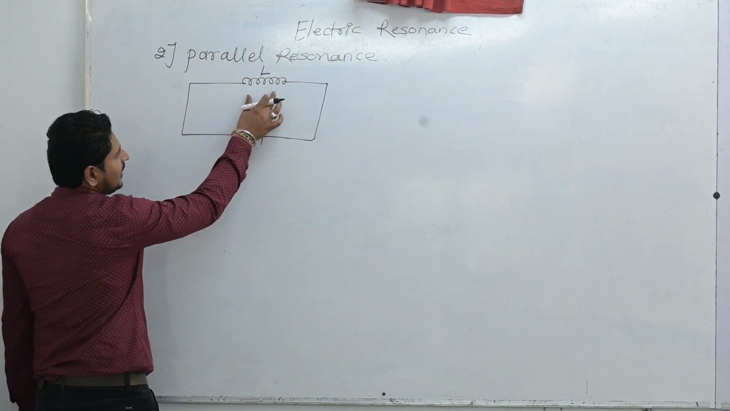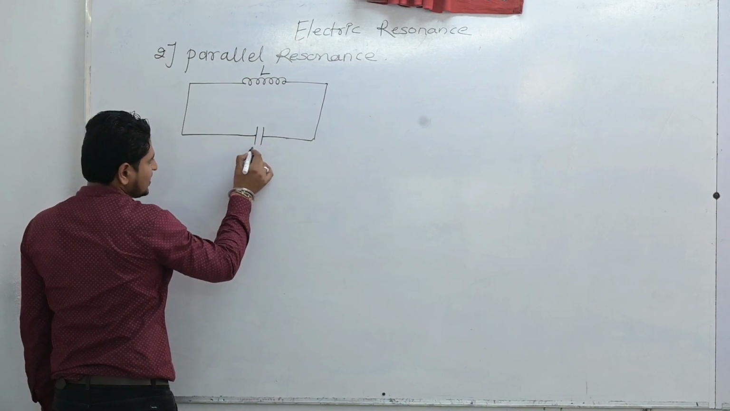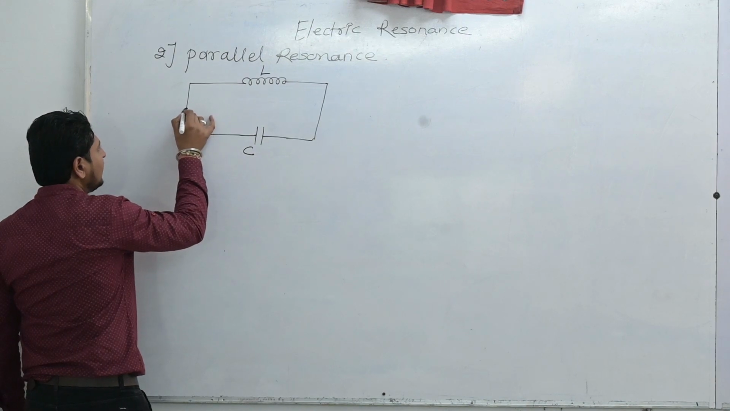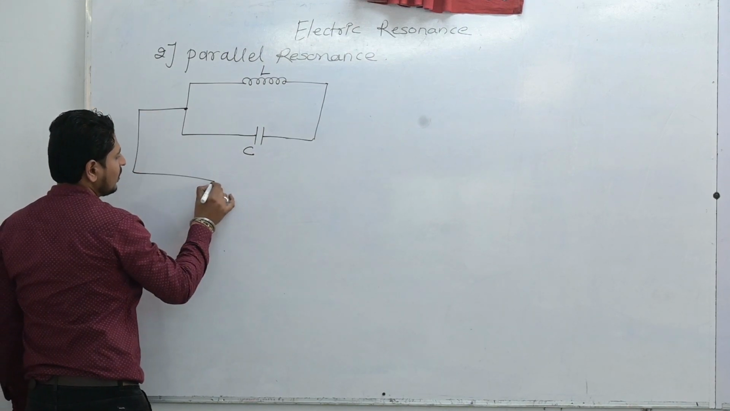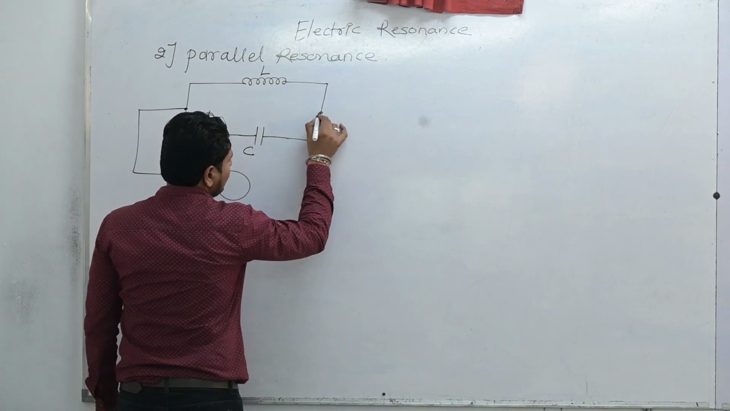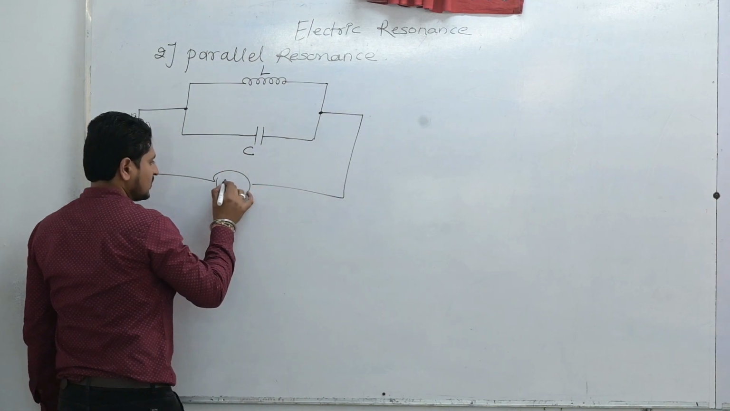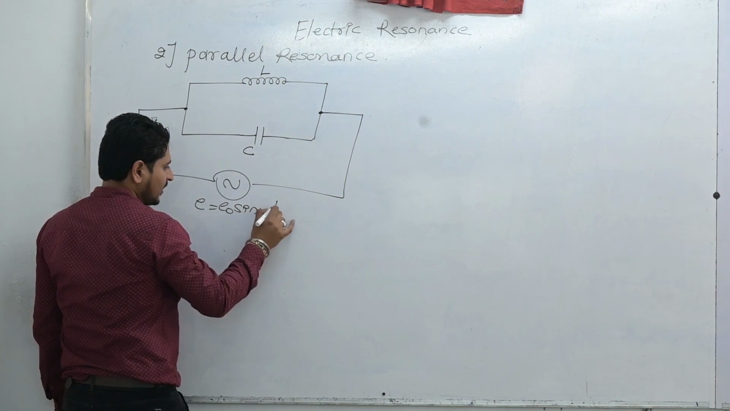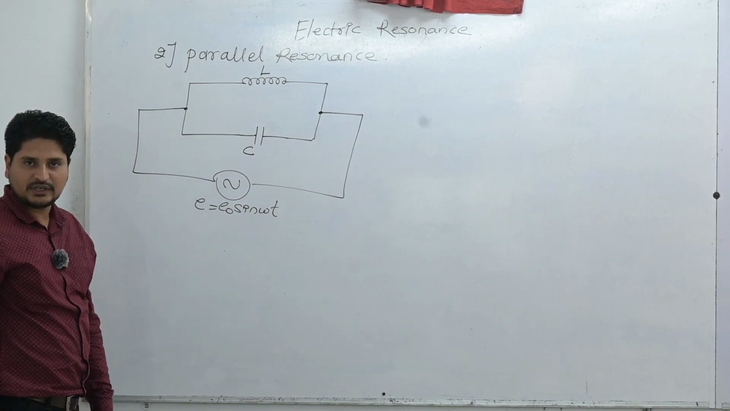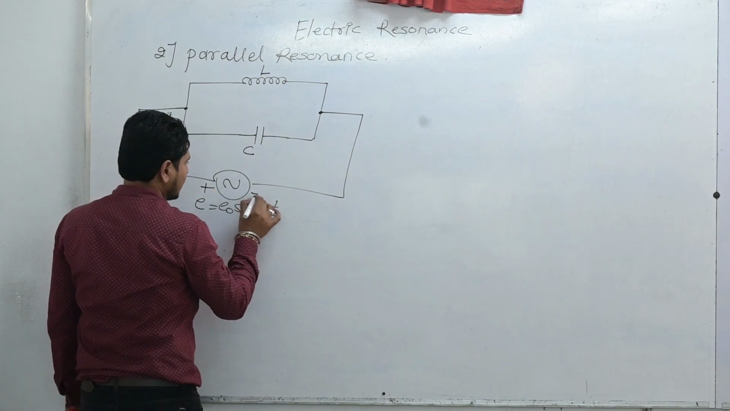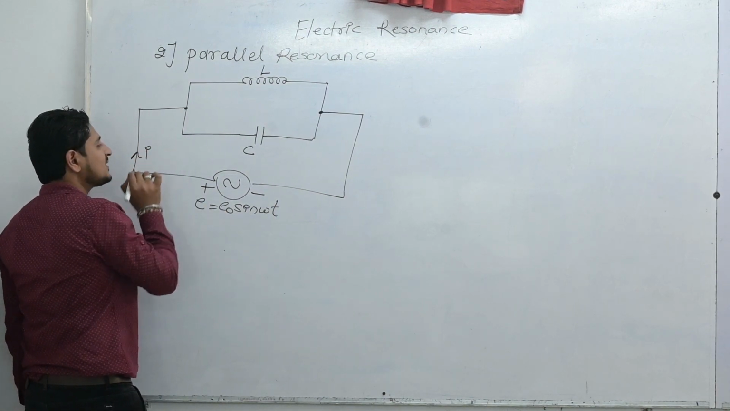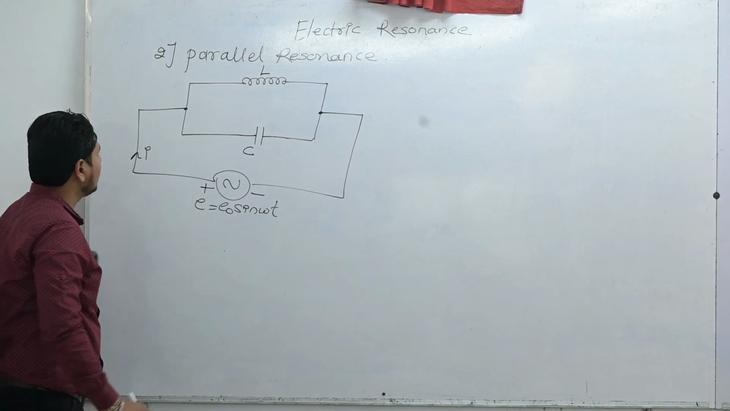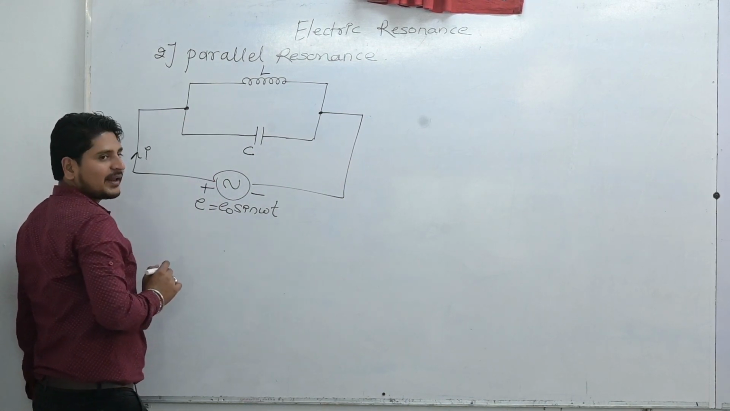Now this is pure inductor of inductance L and ideal capacitor, that is C, connected in parallel, and this parallel combination is connected across the alternating source of EMF, that is E is equals to E naught sin omega t. This is plus and minus, where I is the total current flowing through this parallel circuit. Now this acts as a junction.